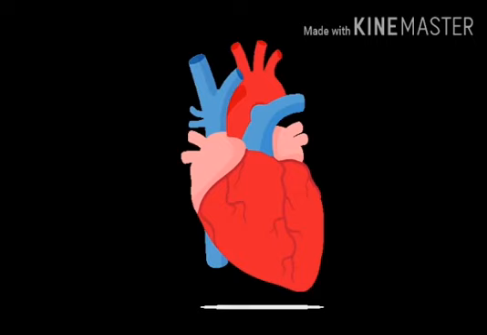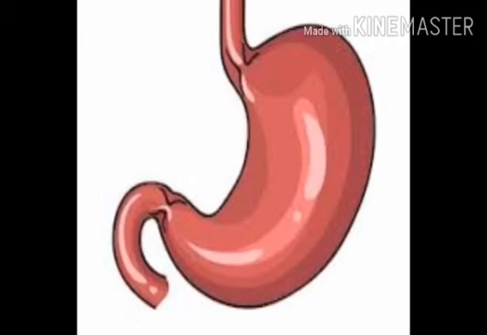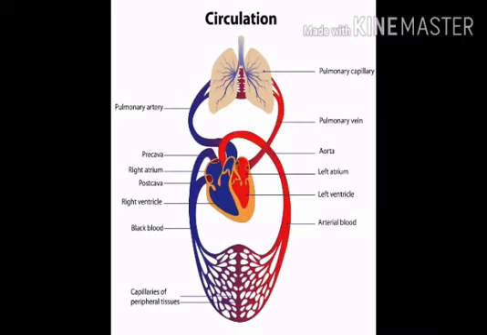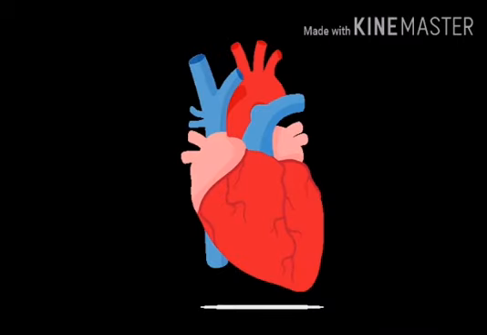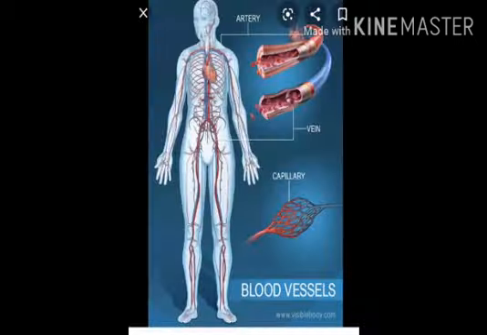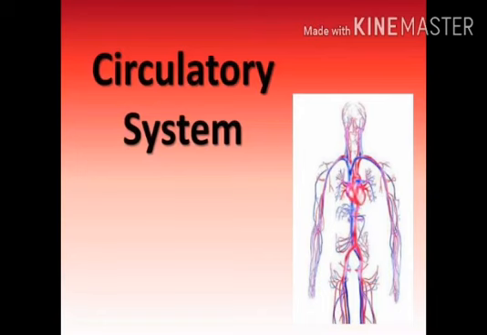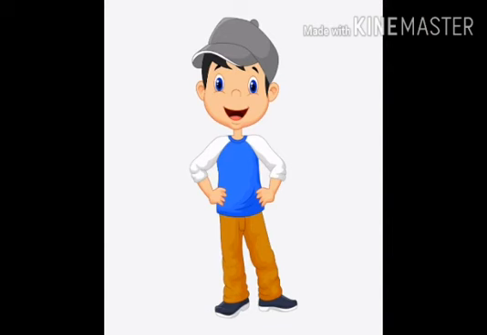Cells combine together to make a tissue. A number of tissues form an organ like heart, lungs, stomach, etc. Many organs together make up an organ system. For example, heart, blood and blood vessels together form the circulatory system. All the organ systems together make up an organism, that is our body.